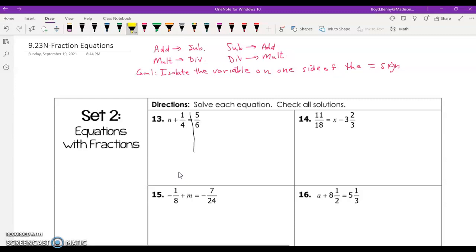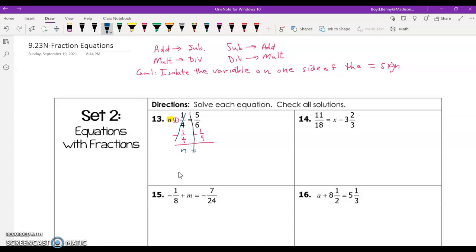So the first thing we want to do is find the variable and ask ourselves what operation is being tied to the variable. So in this case, this is an addition problem, so I need to undo addition. So to undo addition, I'm going to use the inverse, which is subtraction, and I'm going to subtract whatever's being added to the variable. Okay? Now, that's going to leave me with n on the left-hand side, because 1/4 minus 1/4 is 0.